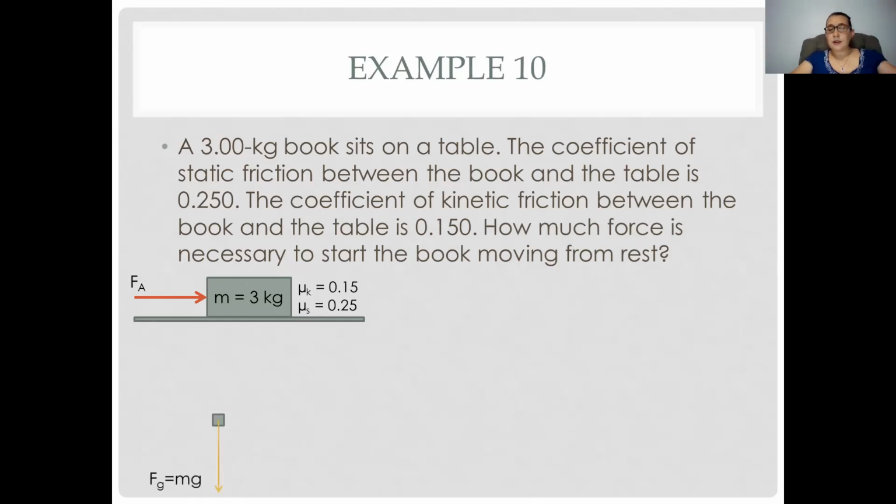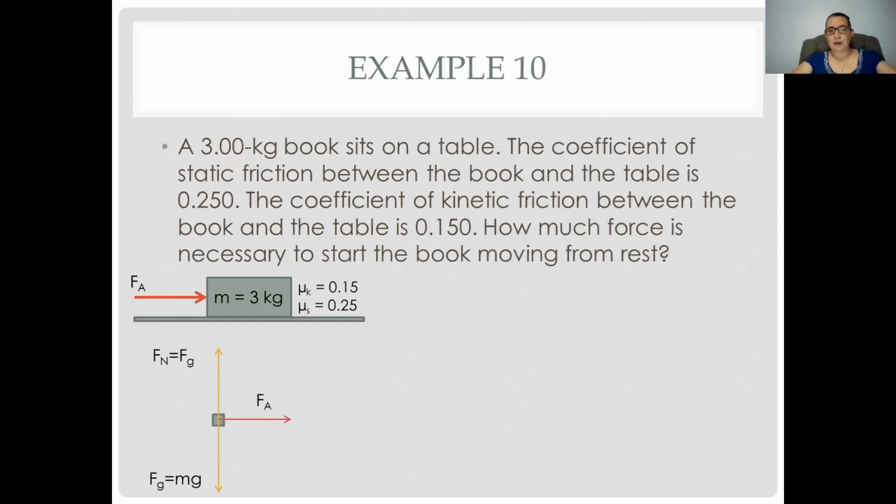So we always have the force of gravity pulling down towards the center of the earth. And that again is mass times g. We're going to have a normal force pushing up. And in this case, those two forces are equal to each other in magnitude because this book is not falling through the table, it's not being launched into the air. So we don't have an acceleration in the y direction. These two forces are balanced.